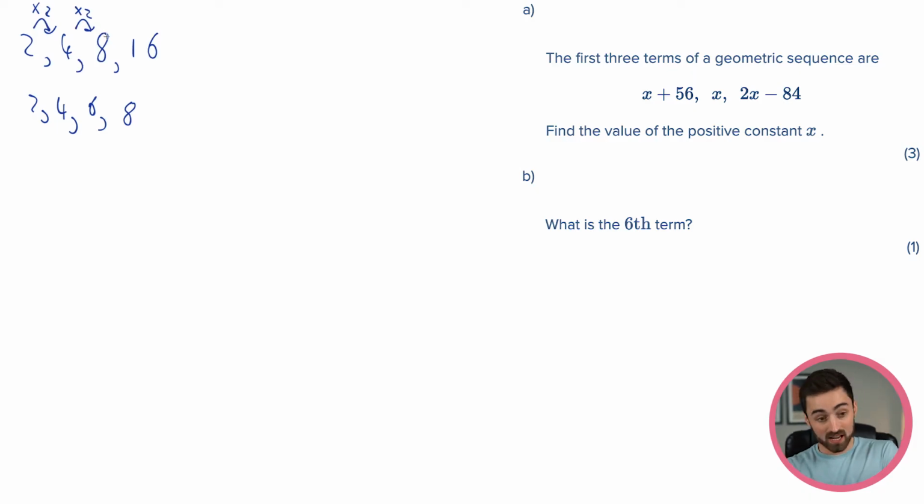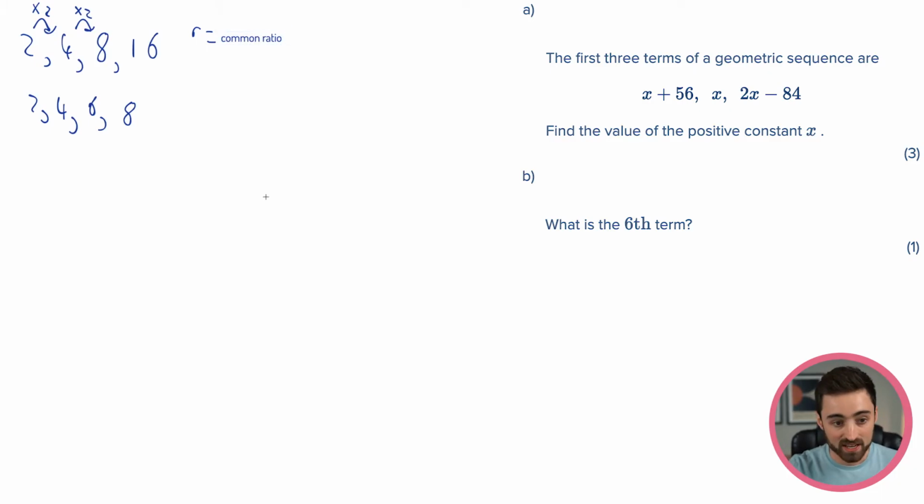Now, a sequence in which to get from one term to the next you multiply by a number, and that number is the same each time, is called a geometric sequence. And what this number is, one way of saying it is r, which we like to call the common ratio, which kind of makes sense, right? Because if you think of the ratio of two subsequent terms, it's always going to be the same.